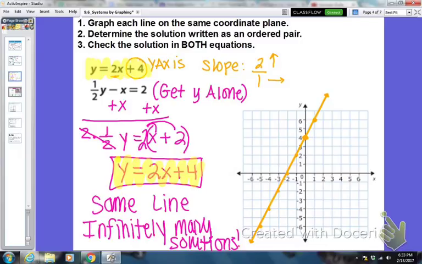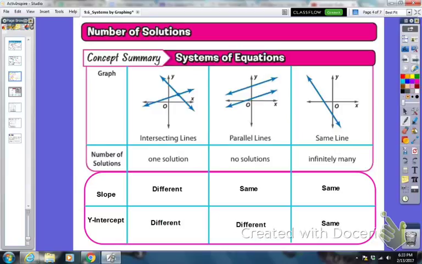So here's just a quick chart, and this is in your notes. So there's 3 types of systems of equations. I can have 2 intersecting lines, so there's one solution, which is the intersection point, because you have one positive slope and one negative slope, so different slopes and different y-intercepts. Then you have parallel lines, which will never intersect, so their solutions is none, and they have the same slope but a different y-intercept. Then finally, the last one we did was the same exact line. There's infinitely many solutions because the slope and the y-intercept are the exact same, so they share every point in common.